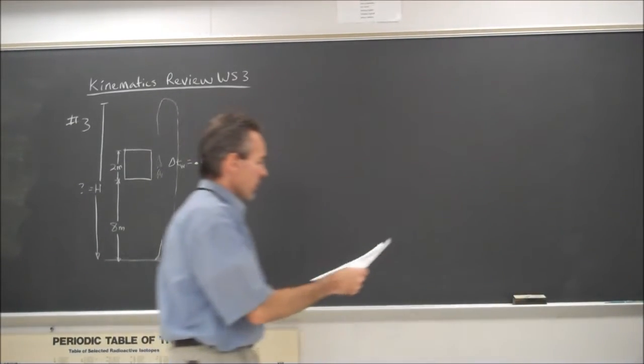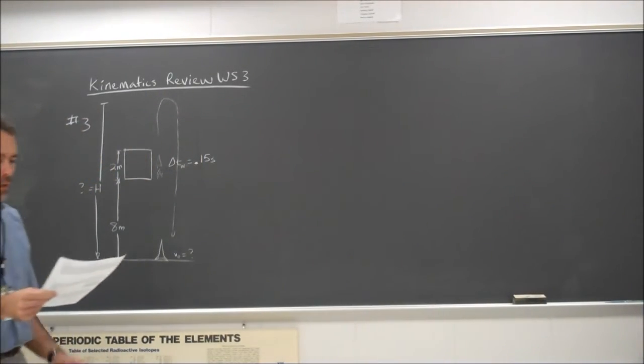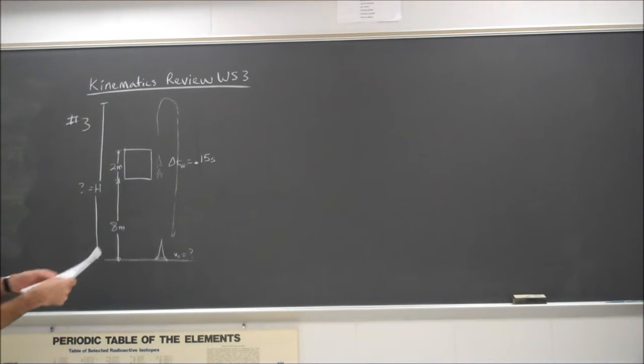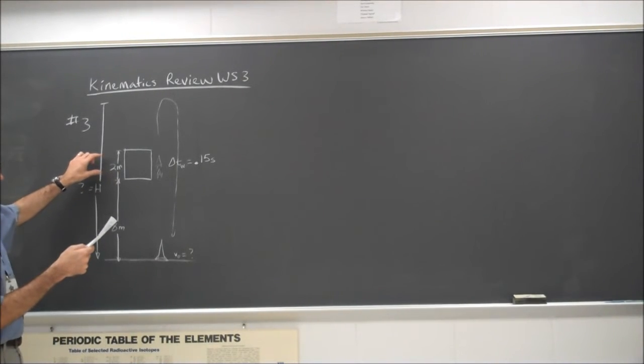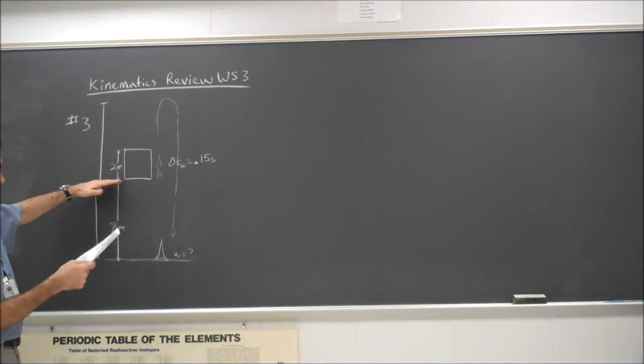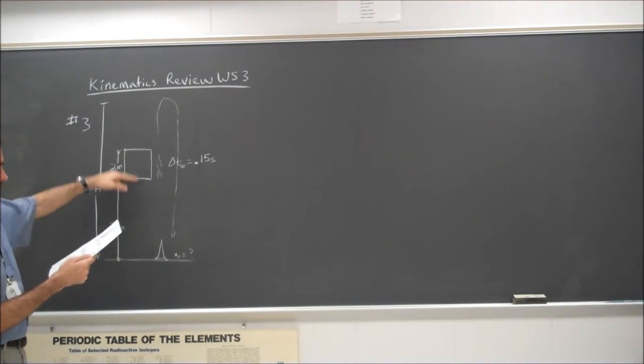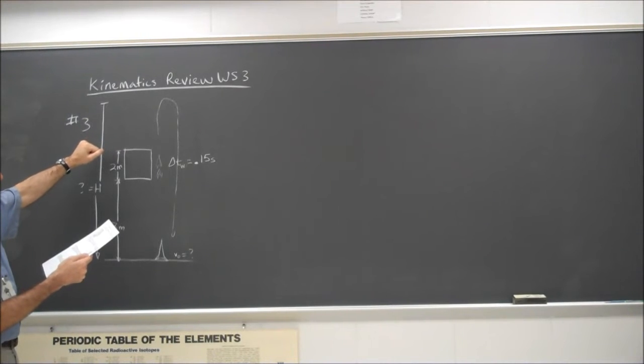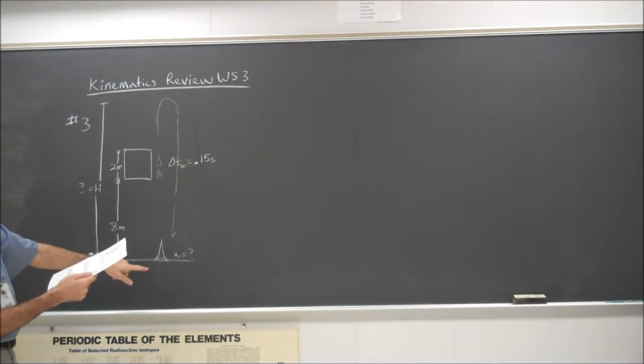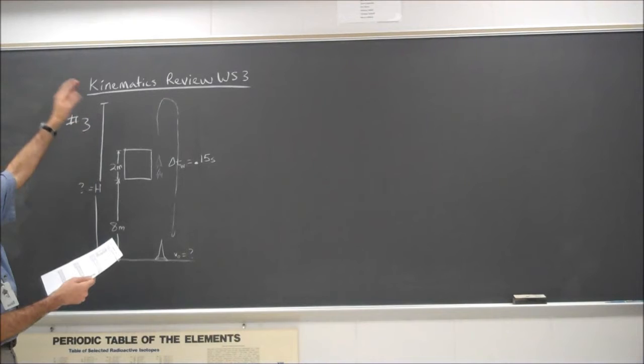Okay, problem number 3, we have a toy rocket moving vertically upward, passes a 2-meter high window, whose sill is 8 meters above the ground. The rocket takes 0.15 seconds to pass the window, and it's asking what the initial speed of the rocket was and how high it will go.